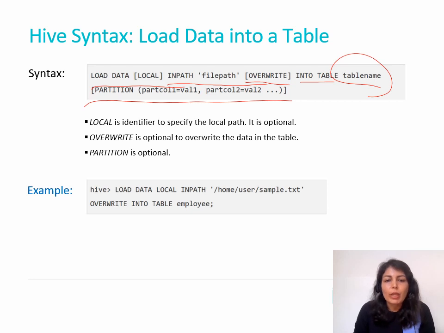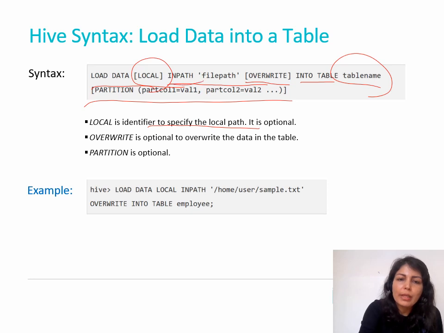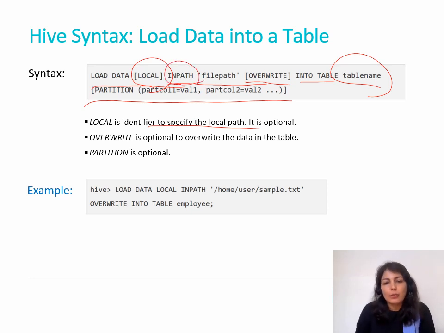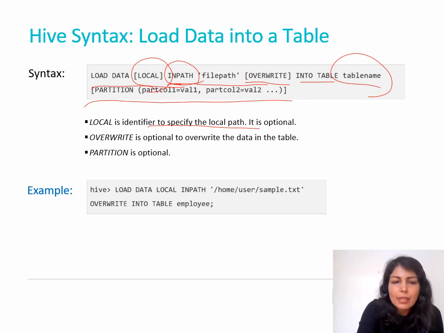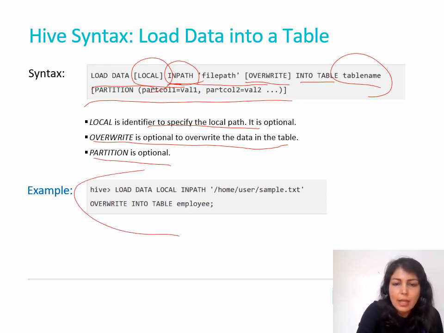So local is the keyword to specify the local path. When you write local, it means the path that you write here should be a local path. If you don't write anything, it's optional, which means it's not a local path; in this case, it's an HDFS path. Okay, and as I said, overwrite is optional if you want to overwrite the data in the table. And partition is optional as well, but I will explain partitioning later. So let's see the example.